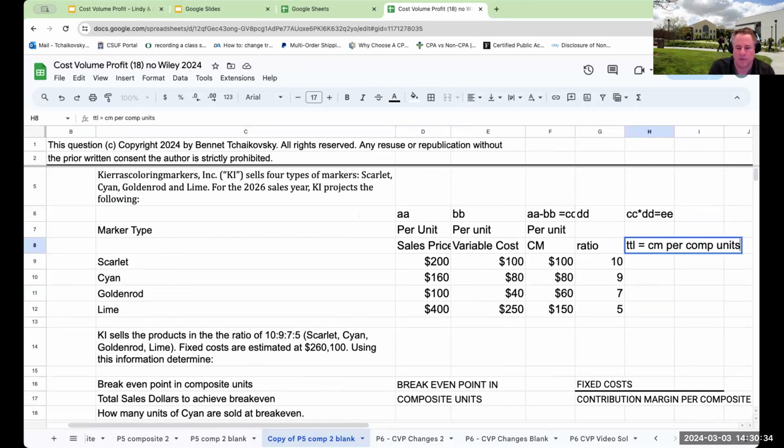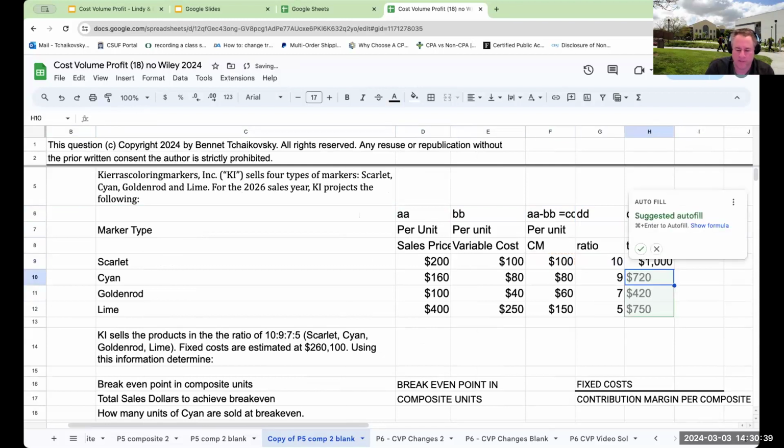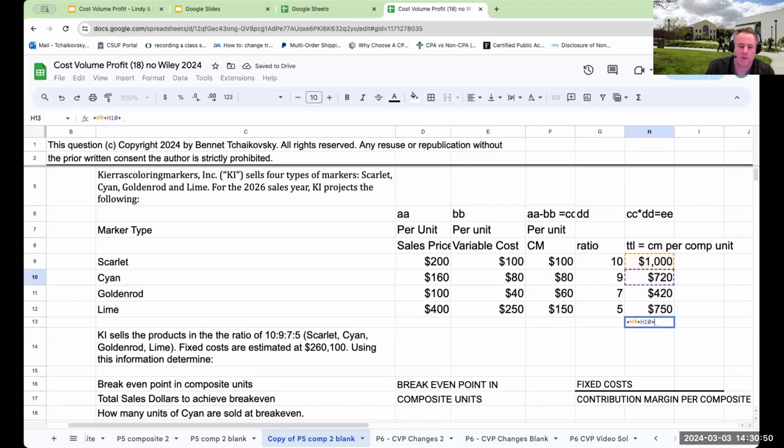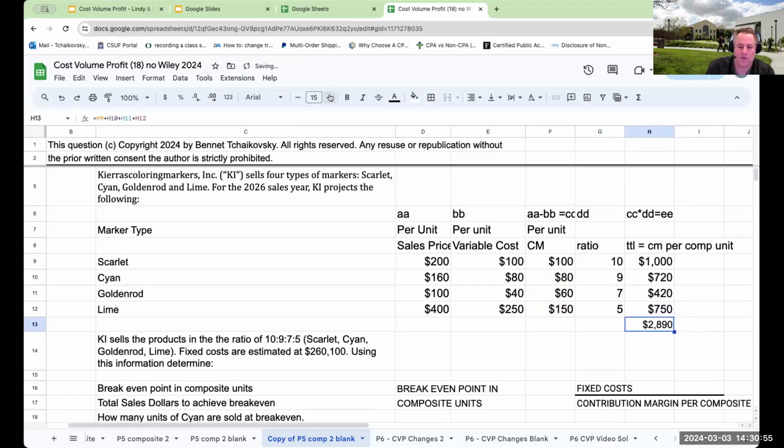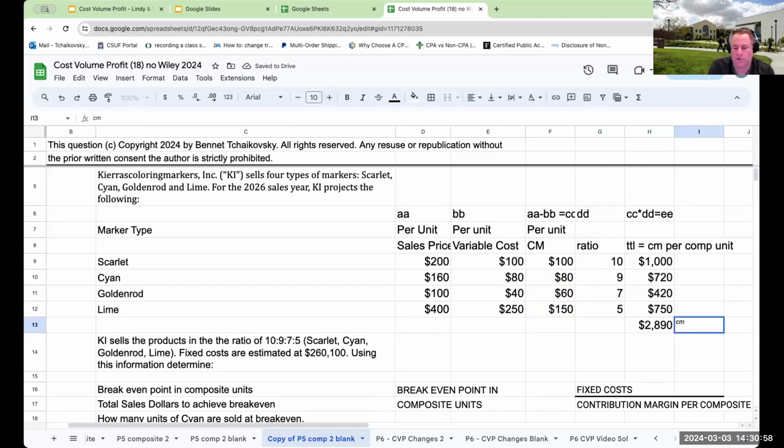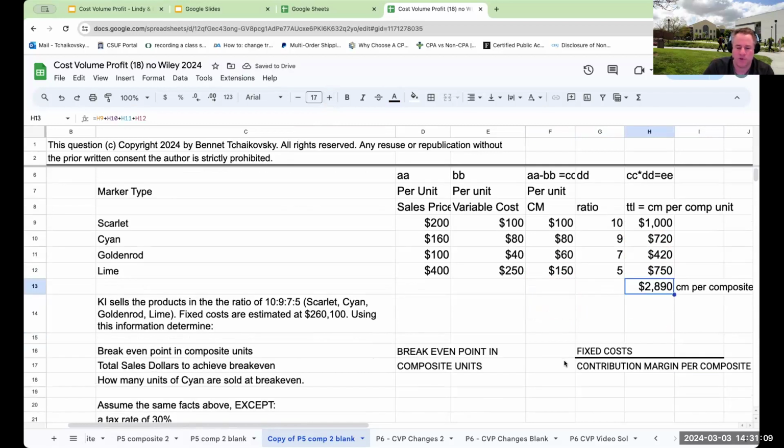So over here, I take 100 times 10, or 1,000, 80 times 9, or 720, 60 times 7, or 420, 150 times 5, or 750. The total of these 4 items gives me 2,890, which is what we call my contribution margin per composite unit. Very important concept. My total contribution margin per composite unit is $2,890.